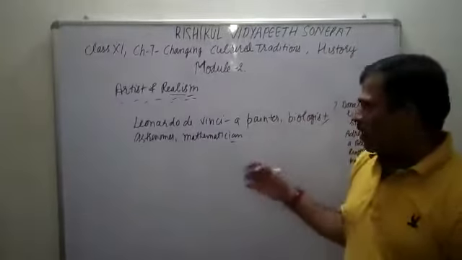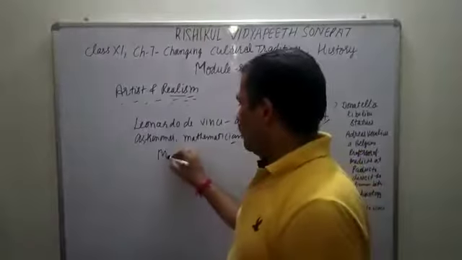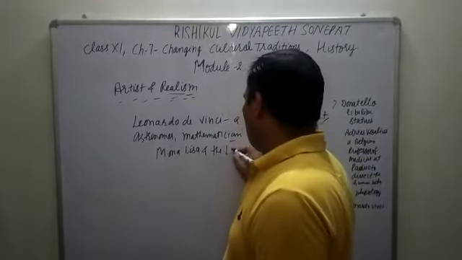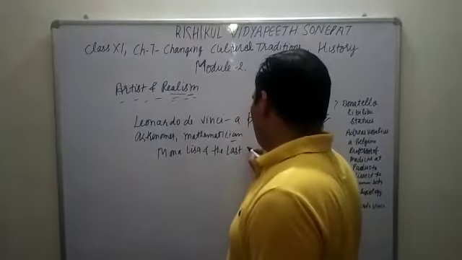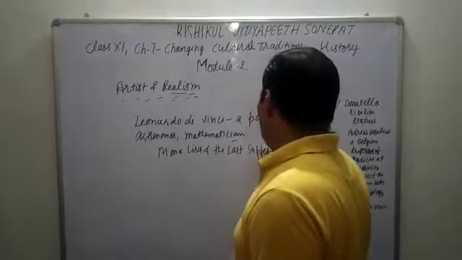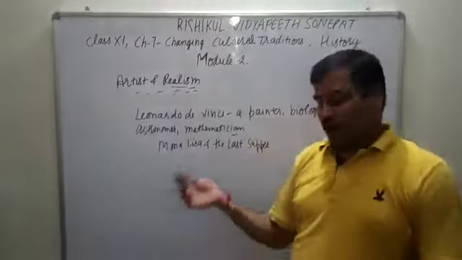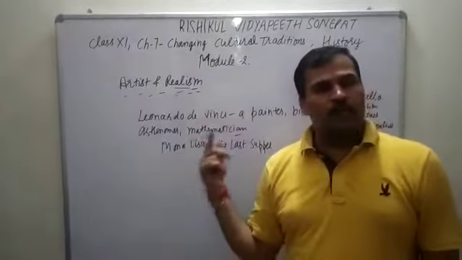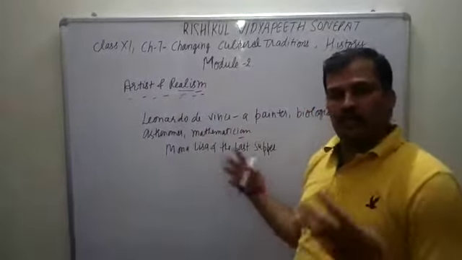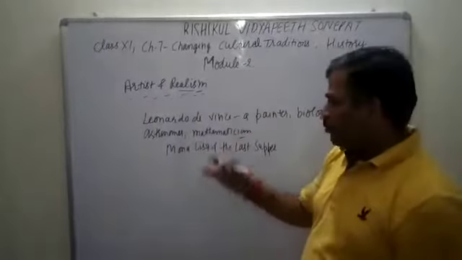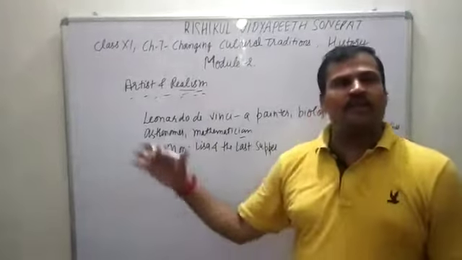Mona Lisa and the Last Supper. You know that the Mona Lisa and the Last Supper are two portraits, two pictures that are world famous. They are even copied now. They are the most important. So this Vinci was a painter, scientist, astronomer, and mathematician, and he did a lot for the development of art as well as science.